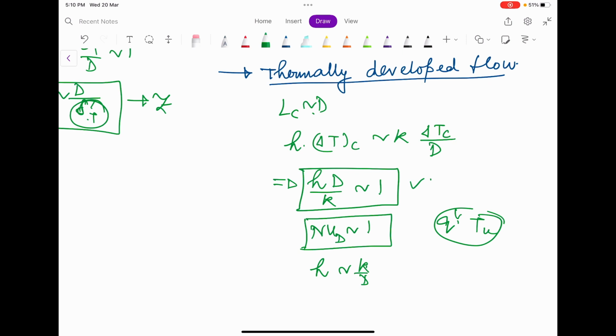Or the heat transfer coefficient being constant if the k is constant.